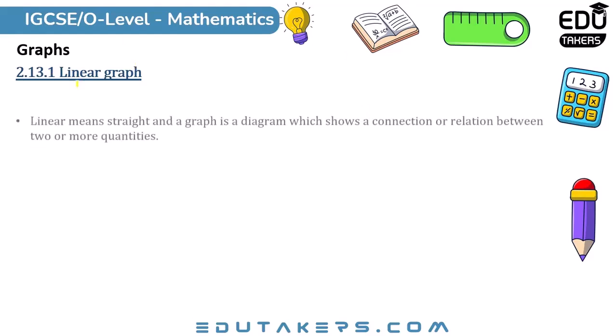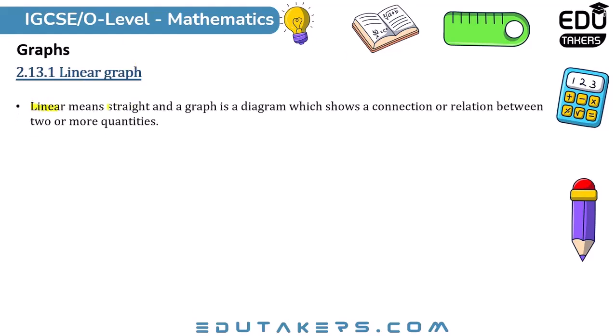Linear graph. Linear means straight, and a graph is a diagram which shows a connection or relation between two or more quantities. The linear graph is just a straight line graph.